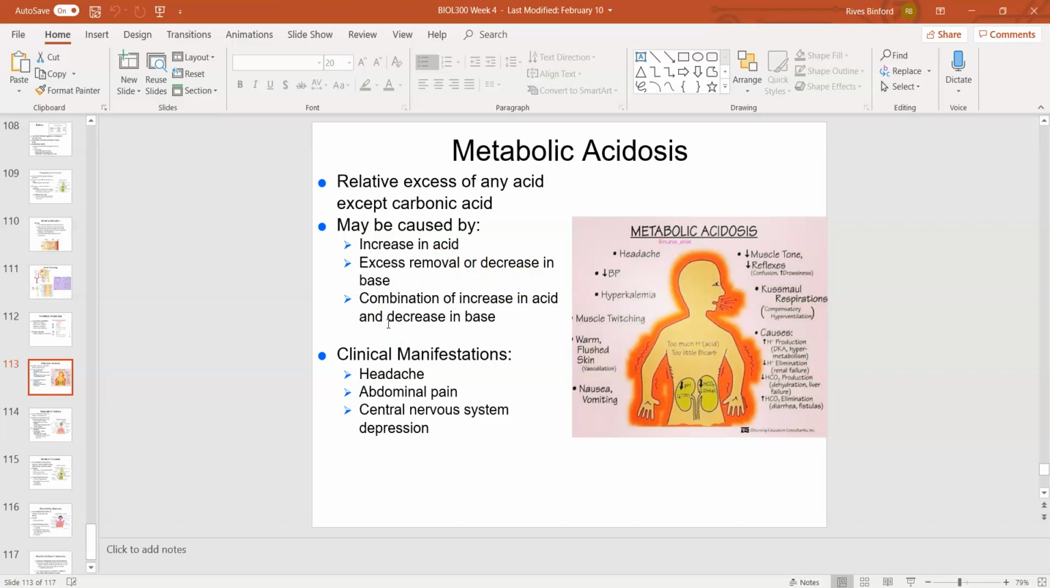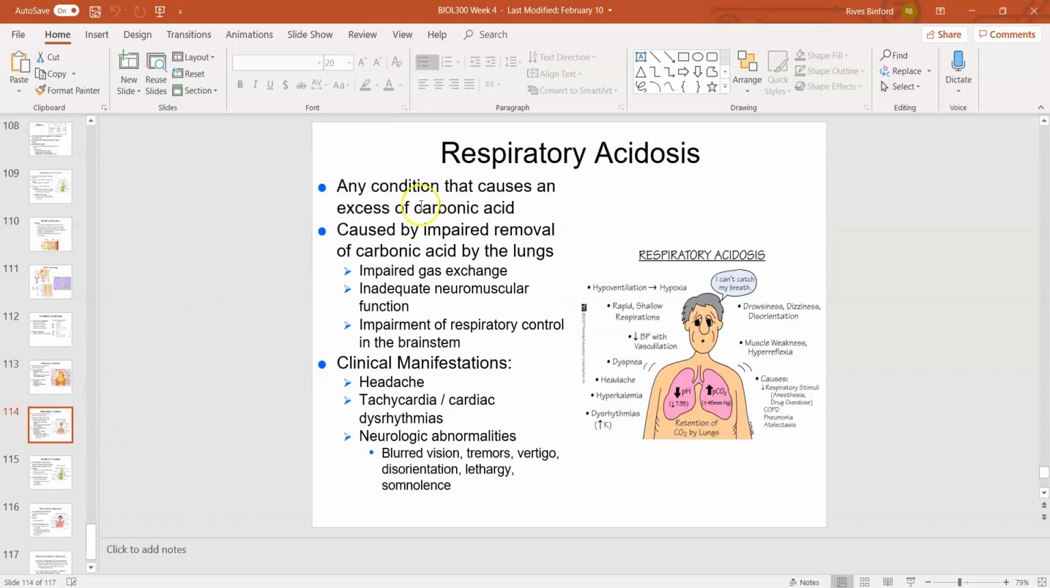For metabolic acidosis, our clinical manifestations are headache, abdominal pain, CNS depression. And of course we do have some more visuals over here, but this is what I will hold you to. With respiratory acidosis, we are likely to experience headache, tachycardia or other cardiac dysrhythmias, blurred vision, tremors, vertigo, disorientation, lethargy, or somnolence.